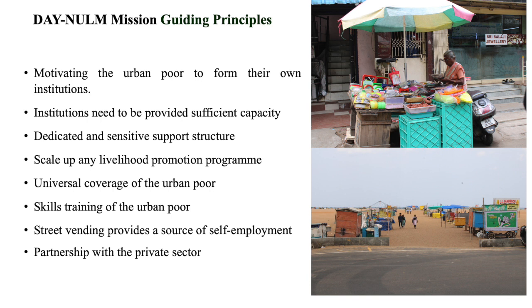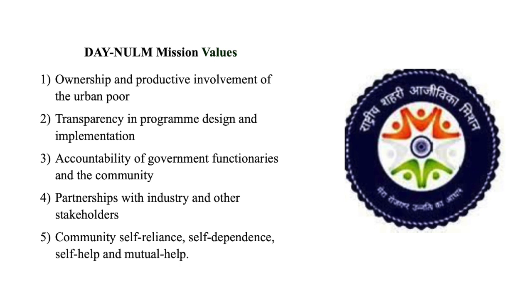This mission also places a very high emphasis on convergence with the schemes and programs of the relevant line ministries, departments, and programs of the state government dealing with skills, livelihoods, entrepreneurship development, health, education, social assistance, etc. This mission also aims at partnership with the private sector in providing skill training, employment, and operation of shelters for the homeless. So now let's look at the mission's values. For the National Urban Livelihood Mission, these are the values we are going to learn now.